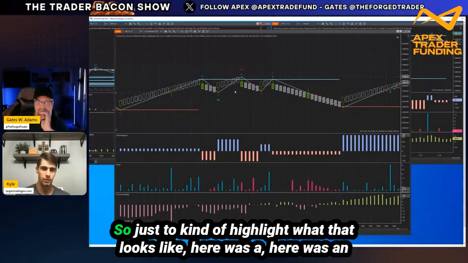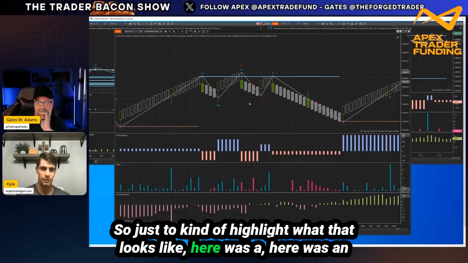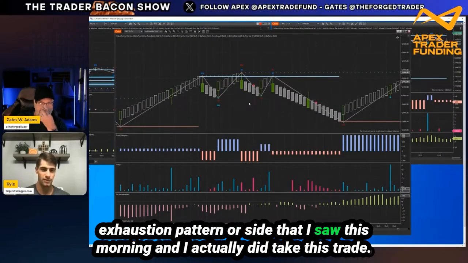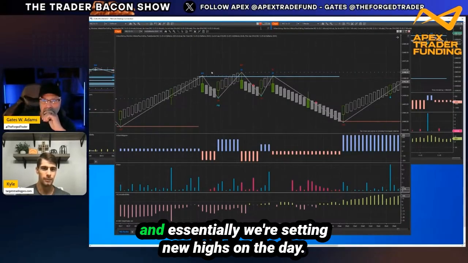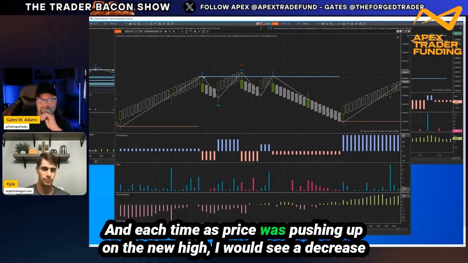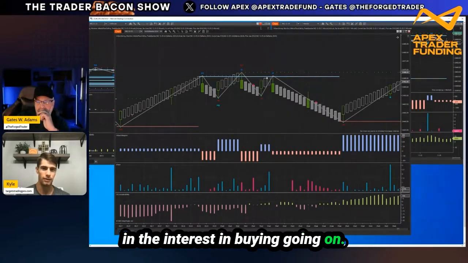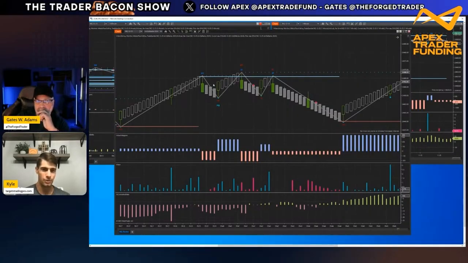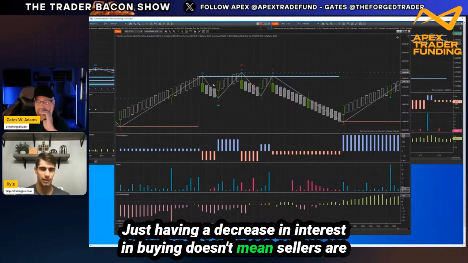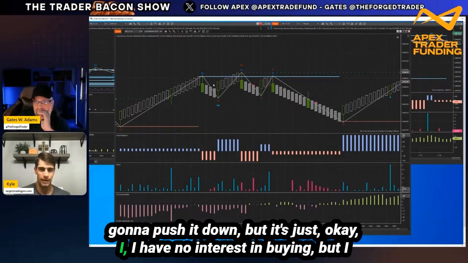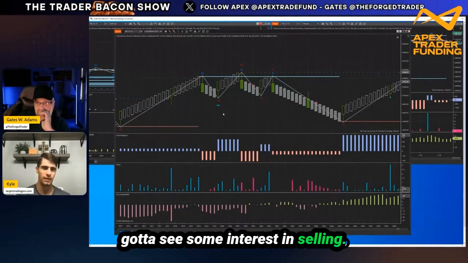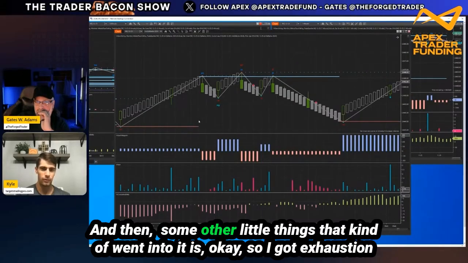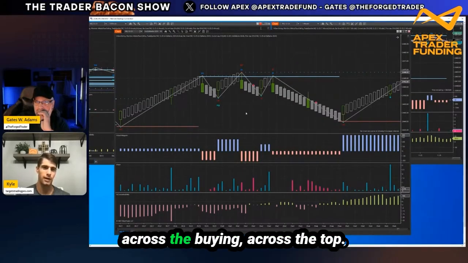Just to highlight what that looks like, here was an exhaustion pattern that I saw this morning, and I actually did take this trade. We're setting new highs on the day, and each time price was pushing up to a new high, I would see a decrease in the interest in buying across these numbers at the top of these waves. Having a decrease in interest in buying doesn't mean sellers are going to push it down, but I have no interest in buying, and I've got to see some interest in selling. So I got exhaustion across the buy and across the top.